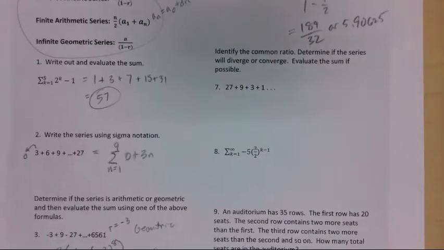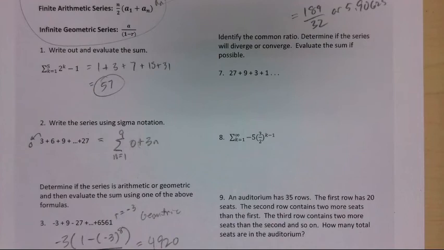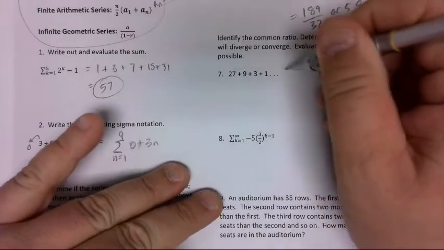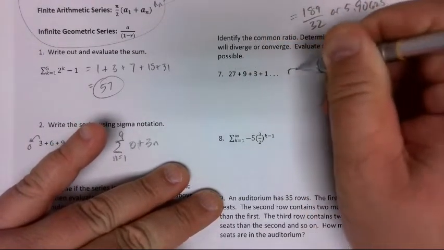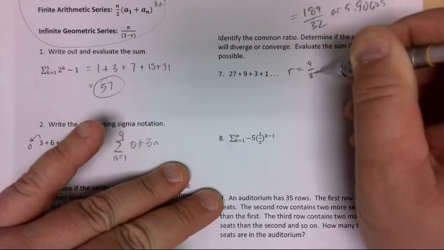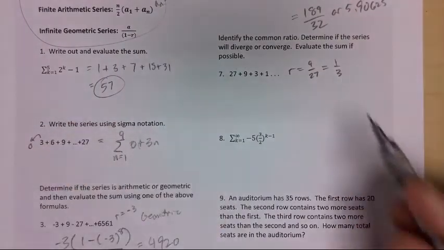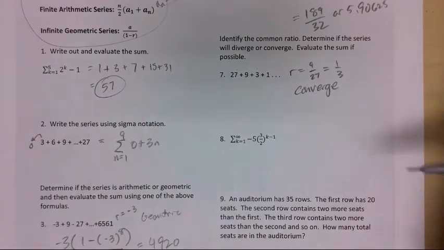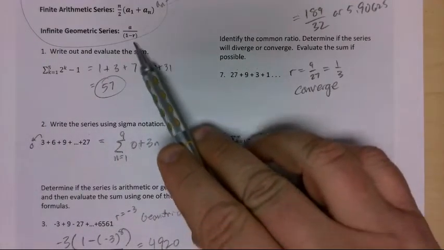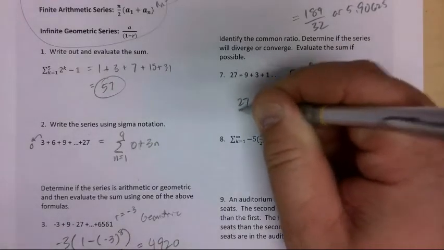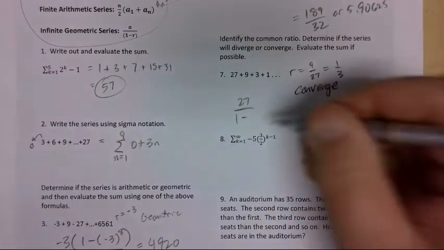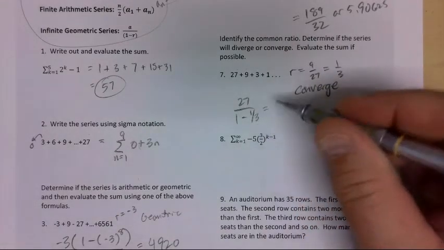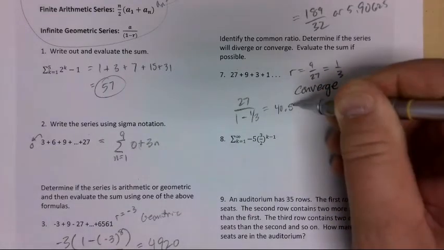Okay. Identify the common ratio, determine if it converges or diverges, evaluate the sum. So ratio, it's getting smaller: 27, 9, 3. The ratio you can always find by taking a term divided by the term before it. 9 over 27 is 1/3. Well, that's smaller than 1, so this is going to converge, because if the ratio is smaller than 1, it's going to converge, which means I'm going to use this formula. The first term all over 1 minus the ratio, which is 27 over 1 minus 1/3, which is 2/3. 27 divided by 2/3, that's going to be 40.5 or 81/2.